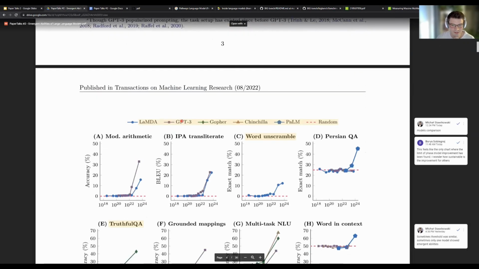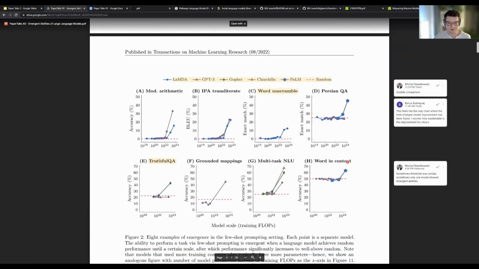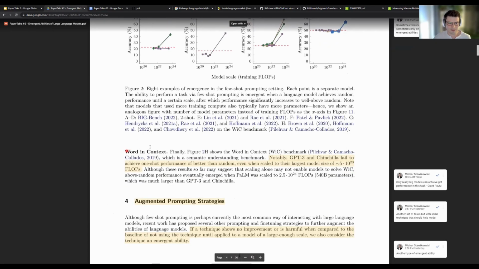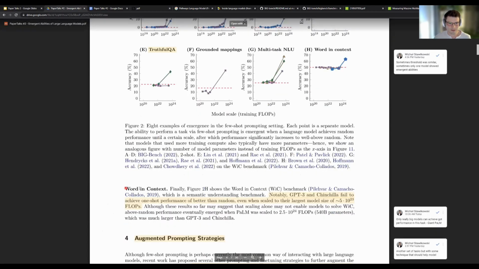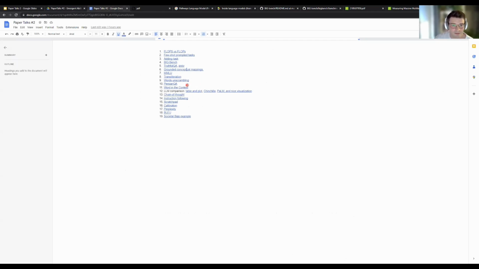So going further, here we can see the results for this task, but one more task I will explain. Here we have also the word in context task, which is pretty hard for these models, because GPT-3 and Chinchilla fail to achieve performance better than random, even when scaled to the largest model size. And this will be the last one. The word in context task.